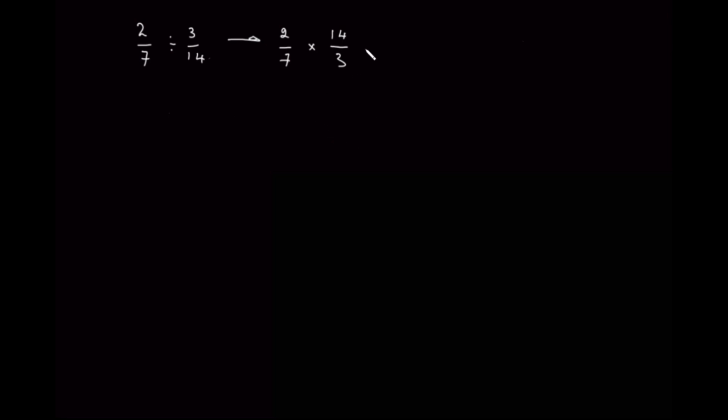Now that gives me, draw my line, 2 times 14 over 7 times 3. Now we can swap these things round, you know, like 2 times 4 gives 8. You can swap those around. 4 times 2 equals 8. For multiply, you can just swap the things around. It doesn't matter. So I'm going to put the 2 times the 14 on the top, and I'm going to swap the bottom ones round. I'm going to put the 3 there, and I'm going to put the 7 there.